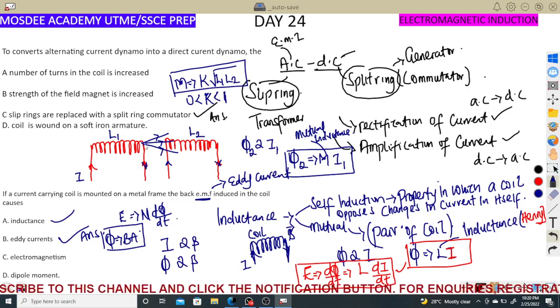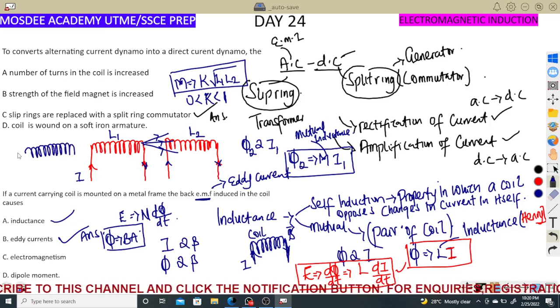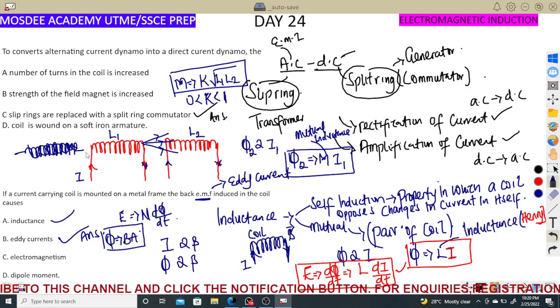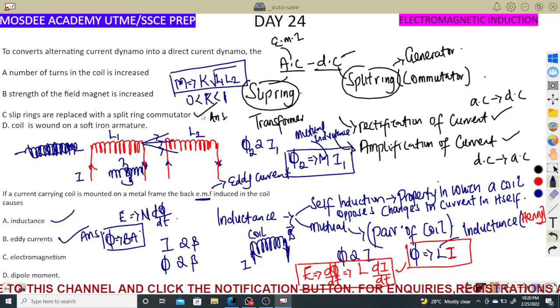When you wind two coils, the first one is wound like this, and the second coil is also wound on top of it, and in this type of situation we say the value of K is 0. But when it is wound horizontally, maybe one is wound like this and the other one is wound like this, we say the coupling factor is equal to 1.